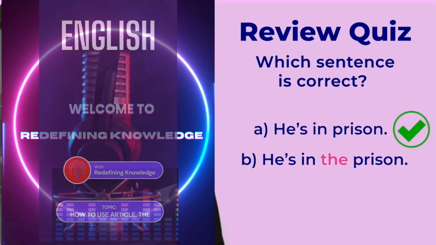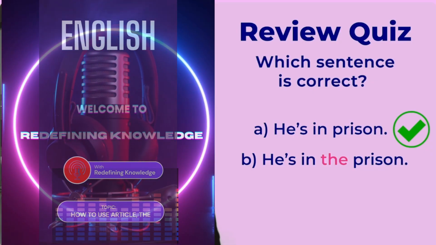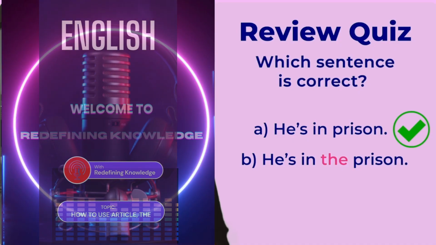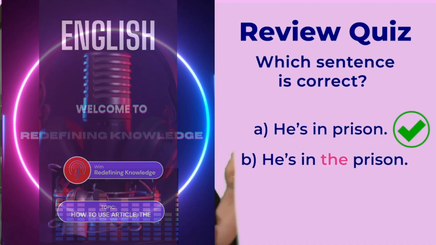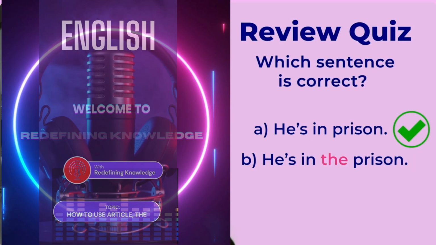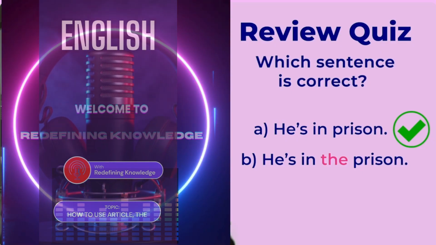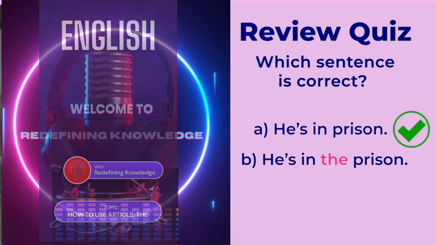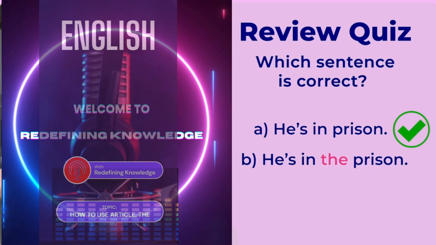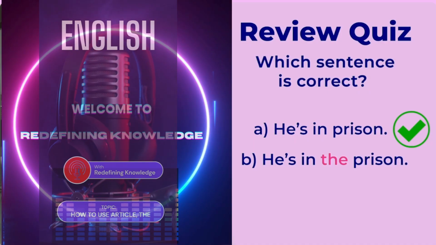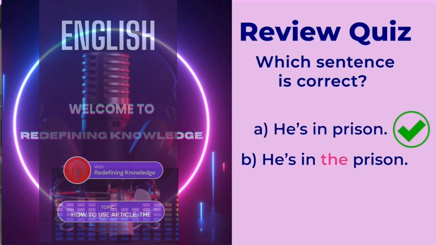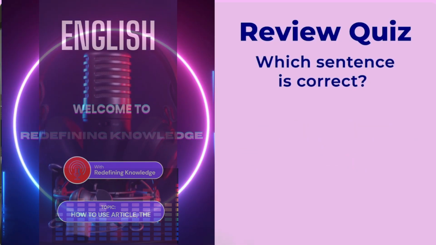He is in prison. However, we can also possibly say he is in the prison if we say something like this: He is in the prison which is located outside of the town. In that case, if you want to specify which prison it is, and we are talking about the physical building, it's possible to say he is in the prison, meaning in that specific prison. But if you just want to say he is in prison, you will say he is in prison. Let's look at the next one.